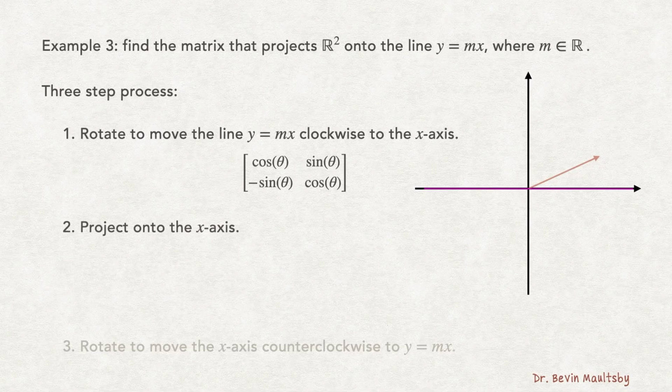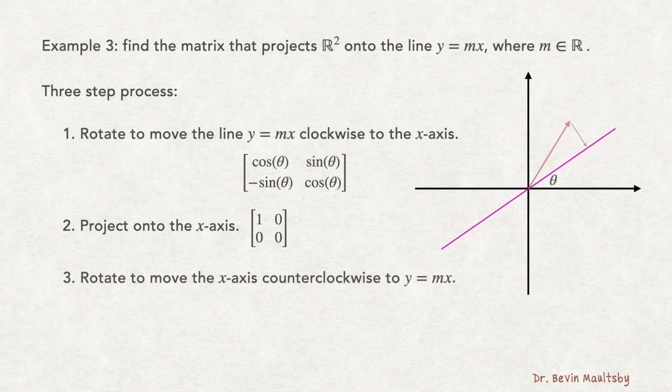Then we want to project onto the x-axis. Again, that's a matrix which we can easily write down by thinking about how projection affects the standard basis vectors. So that 2x2 matrix is 1, 0, 0, 0. Now we just need to move the line back to where it started. That is again rotation. This time it's traditional counterclockwise rotation. So here's the famous 2x2 rotation matrix by angle theta.